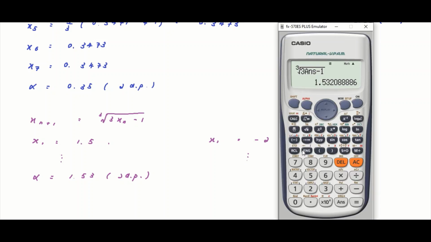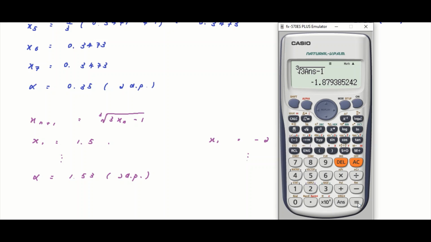Okay, so now we have successfully got the second root here. Now let's continue to the next one, which we also filled in just now, which is x1 equal to -2. Same thing, I'll key it into my calculator: x2 equals -2, then cube root of (3 times the answer minus 1). As I press equal to, do I get a number that's converging? Yes, it's not like the diverging number just now.